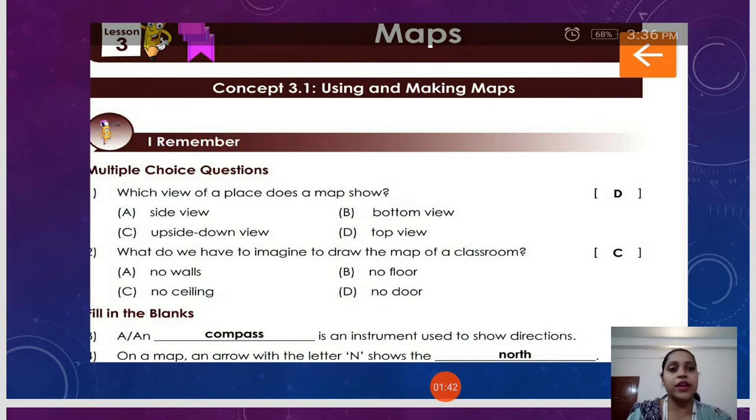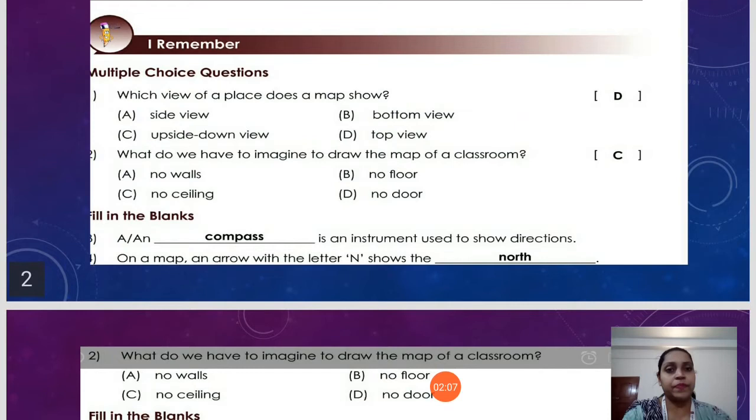Then children, we come to number C, and it's given fill in the blanks. And number 3, it's given, a dash is an instrument used to show directions. What will be the correct answer? Yes, it's compass. Then number 4, a fill in the blanks: on a map, an arrow with the letter N shows the what direction does it show? Yes, it shows the north direction.